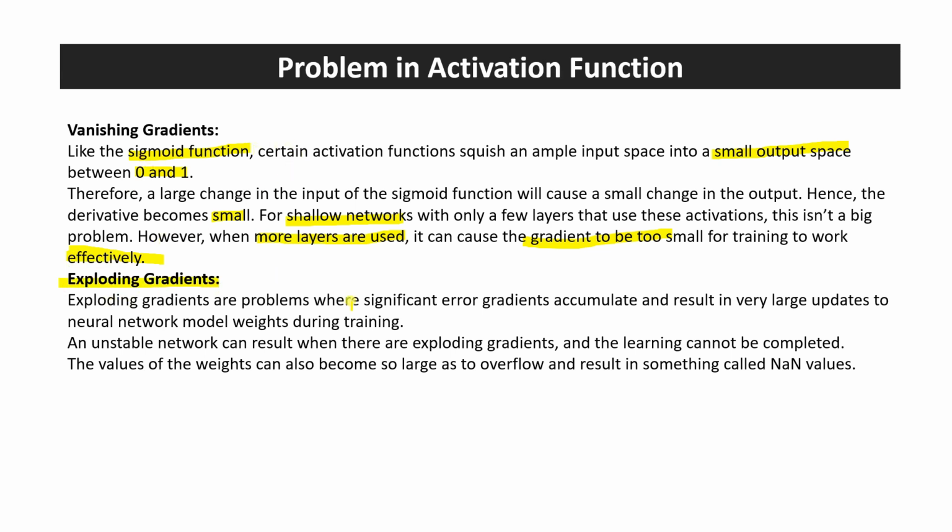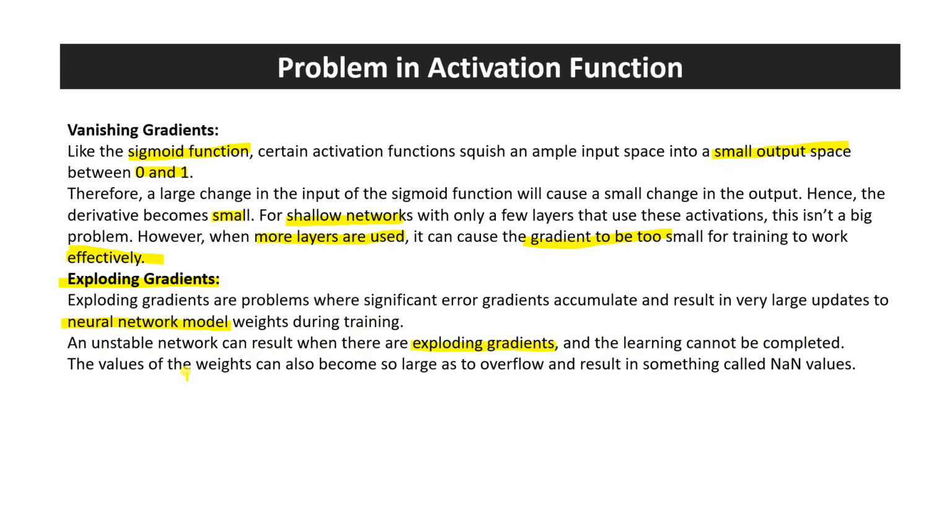Exploding gradient problems are where significant error gradients accumulate and result in very large updates to the neural network model. That ends up changing the weights and the biases during training. So if the gradient accumulates at a large scale, the exploding gradient problem is happening. An unstable network can result, and the learning cannot be completed. That's why this problem happens.